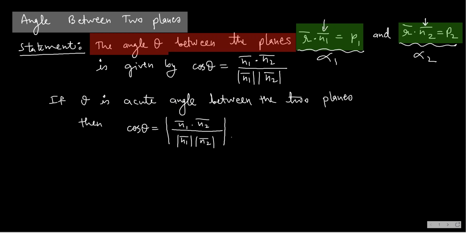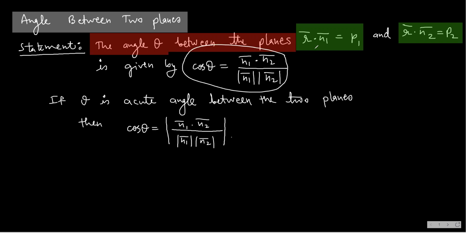So if I want to get the angle between plane alpha 1 and plane alpha 2, I will have to get the angle between their normals. And how do I get the angle between any two vectors? n1 bar and n2 bar are two vectors. It is this formula. If you want to get the angle between any two vectors, you should get their dot product.